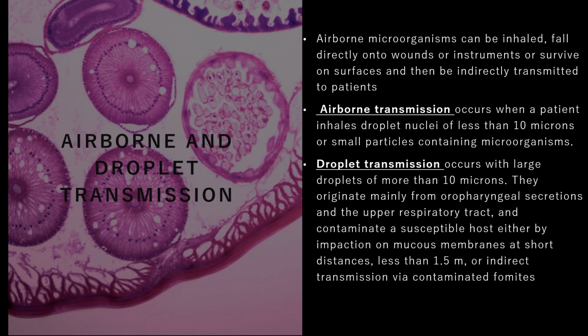Now, airborne organisms can be inhaled, fall directly into wounds or instruments, or survive on surfaces, and then can be indirectly transmitted to patients. Airborne transmission occurs when a patient inhales droplet nuclei of less than 10 microns or small particles containing microorganisms. Droplet transmission occurs with large droplets of more than 10 microns. They originate mainly from oropharyngeal secretions in the upper respiratory tract and contaminate a susceptible host either by impaction on mucous membranes at short distances, less than 1.5 meters, or by indirect transmission by contaminated fomites.